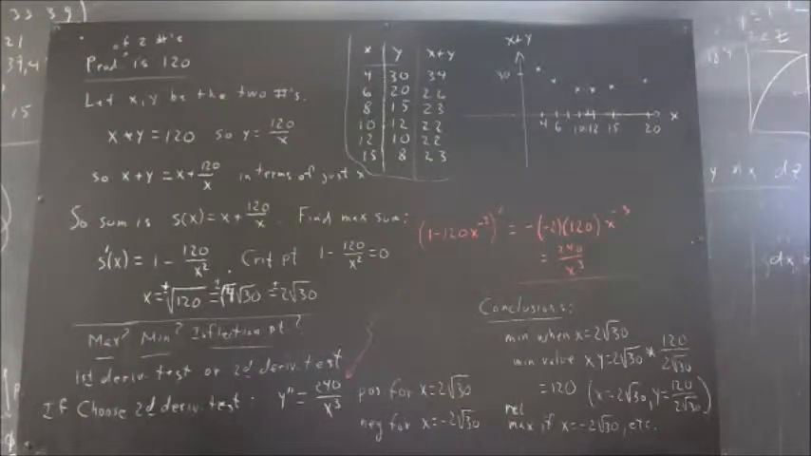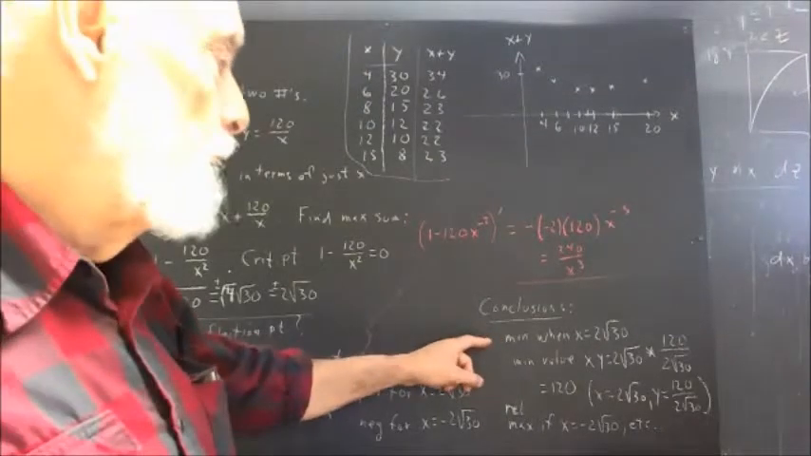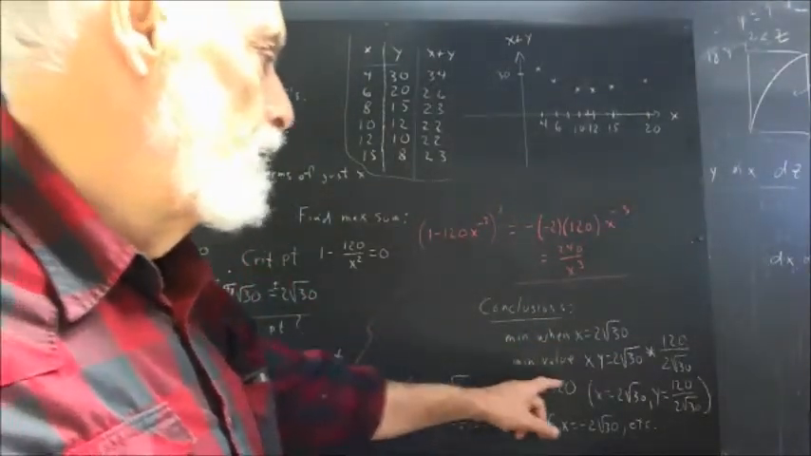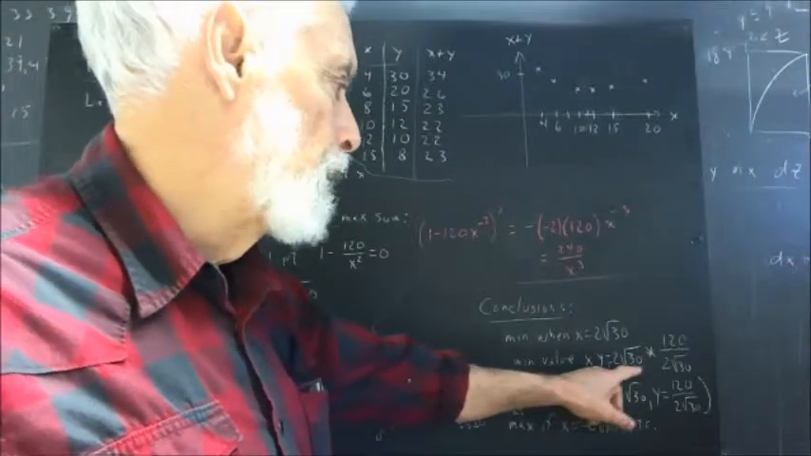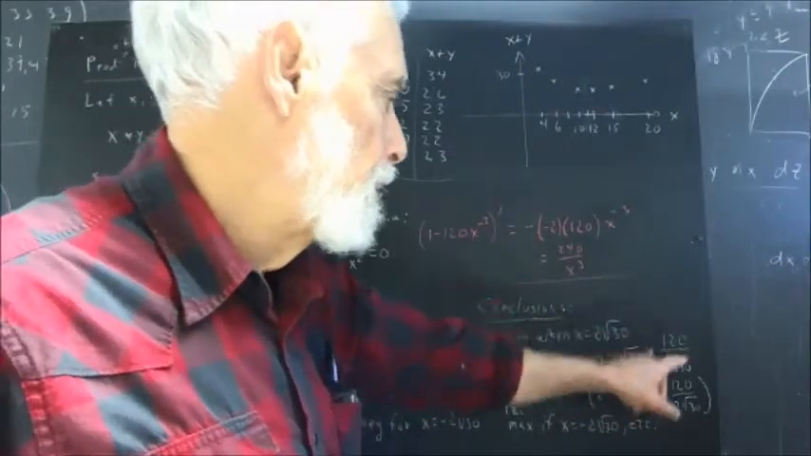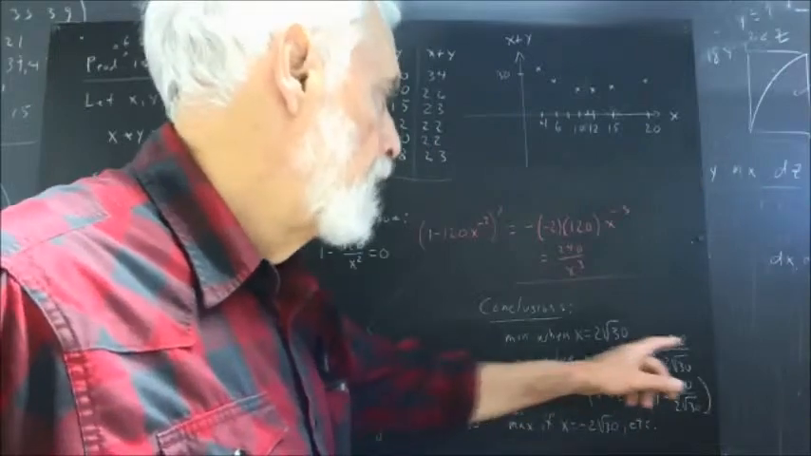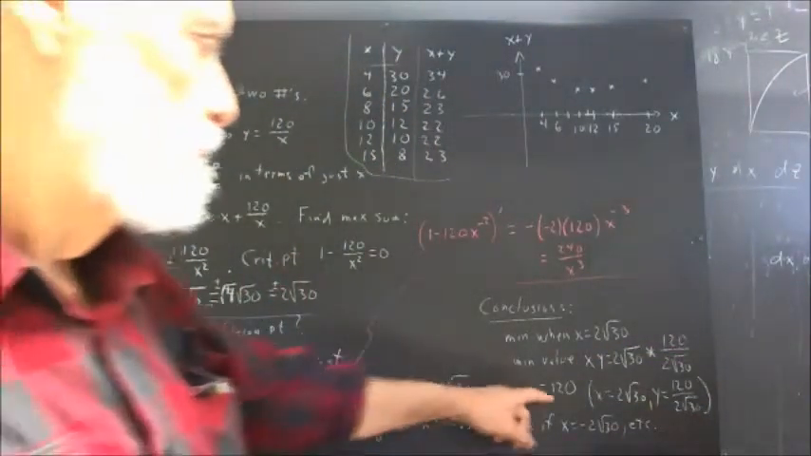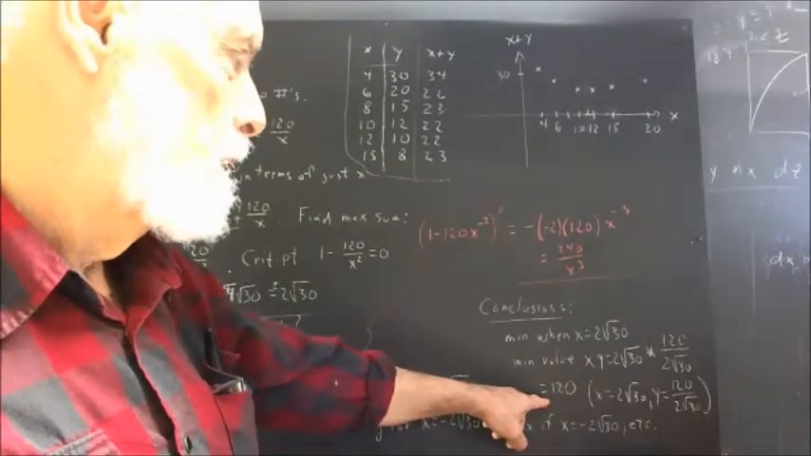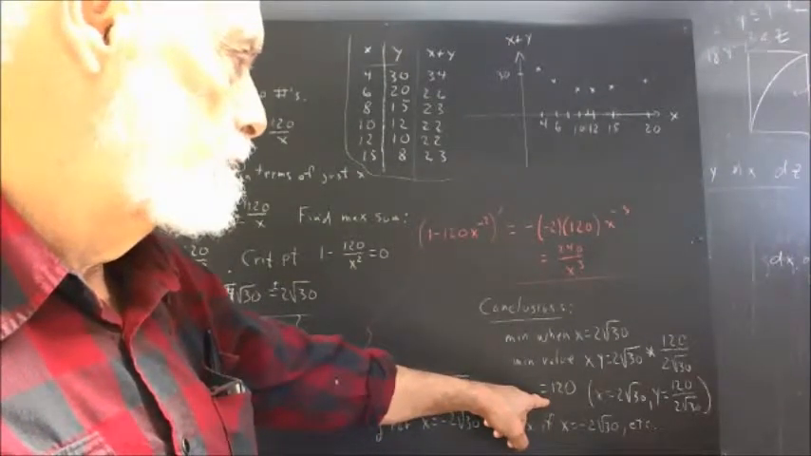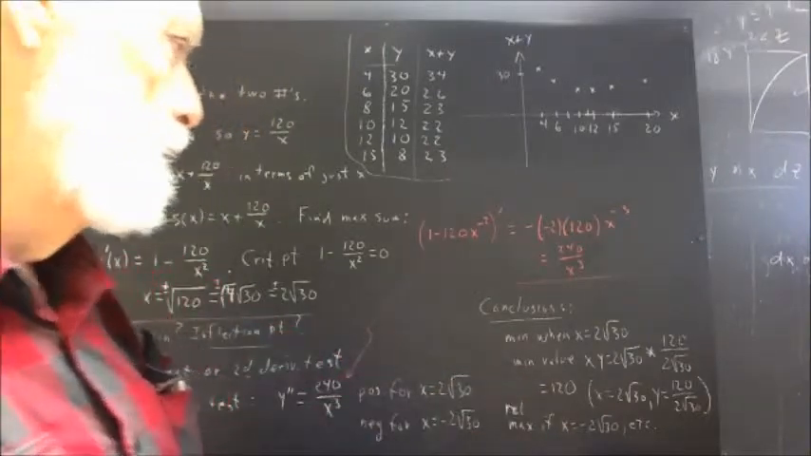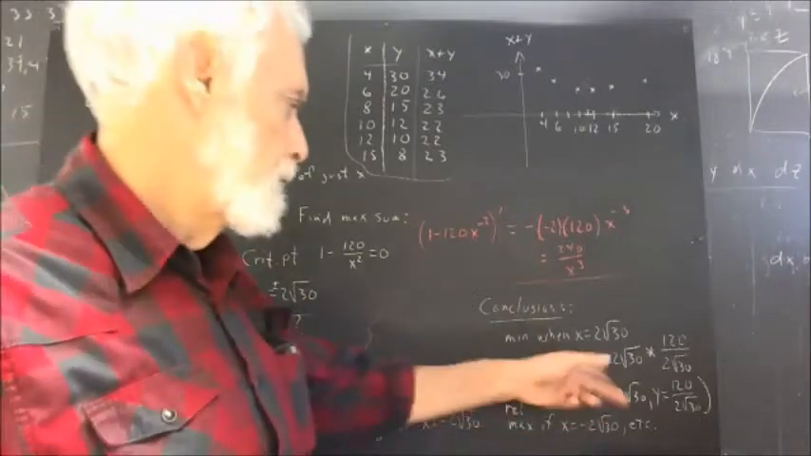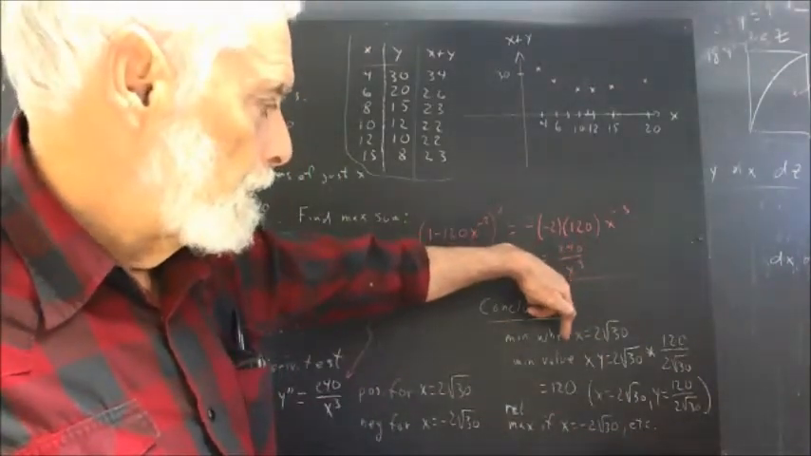Our conclusion then is that we have a minimum when x equals 2 square root of 30, and the minimum value is xy equals 2 times the square root of 30 multiplied by 120 over 2 square root of 30. And that gives us 120, and there's something wrong with that. I was careless. We were getting toward the end of class, I believe, when I wrote that down.